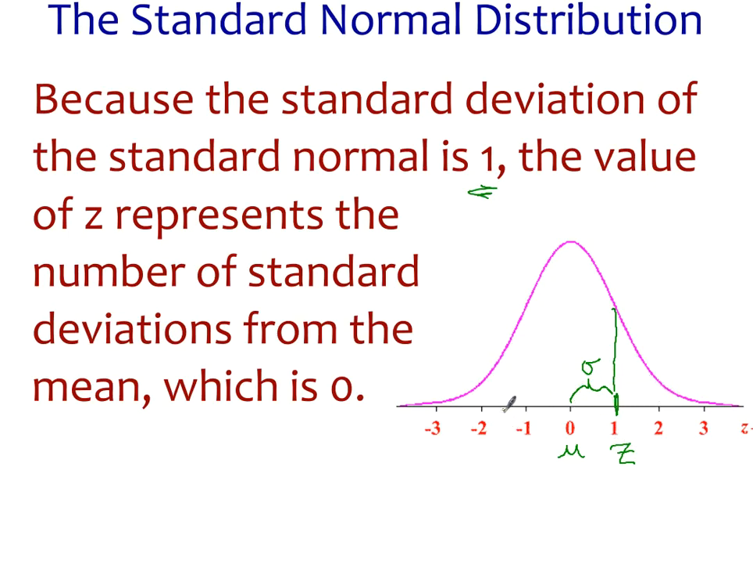So if this is z, then this value is negative 2.5 standard deviations from 0, right? Or 1.5 standard deviations less than 0. Okay, and that's kind of important as we move on here. So in the standard normal, z is just the number of standard deviations away from the mean, either to the left or right, depending on the sign.